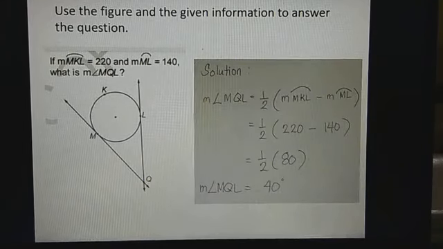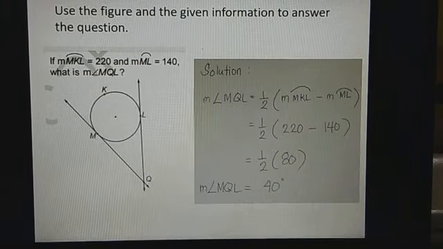Use the figure and the given information to answer the question. If the measure of arc MKL is equal to 220 degrees and the measure of arc ML is equal to 140 degrees, what is the measure of angle MQL?